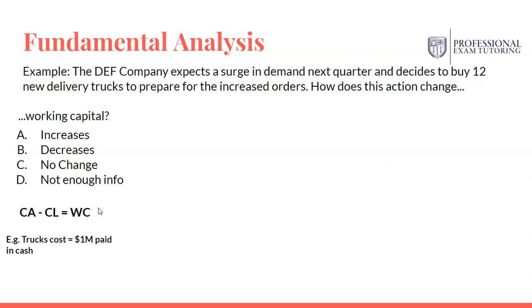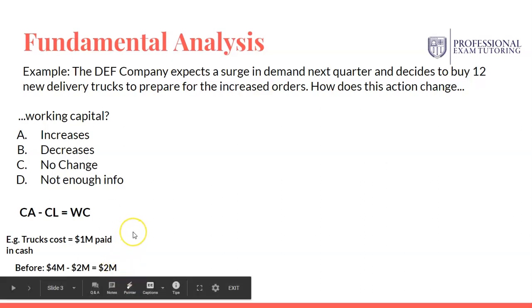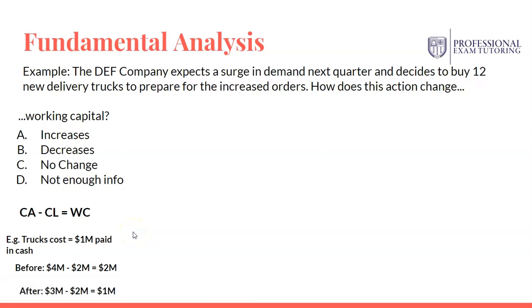So if we assume that the trucks cost $1 million and we paid them in cash, and before, let's say we had current assets of $4 million, current liabilities of $2 million, that would leave us with $2 million in working capital. And perhaps afterwards, we would have $3 million because we paid cash of $1 million, and we still have $2 million in current liabilities, which actually decreases our working capital to $1 million.